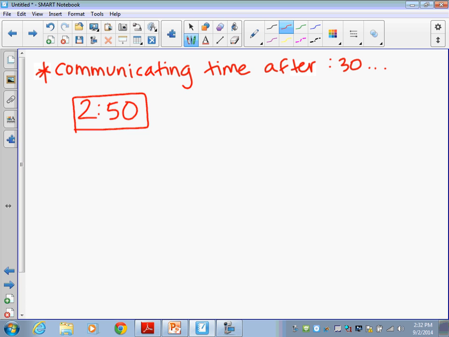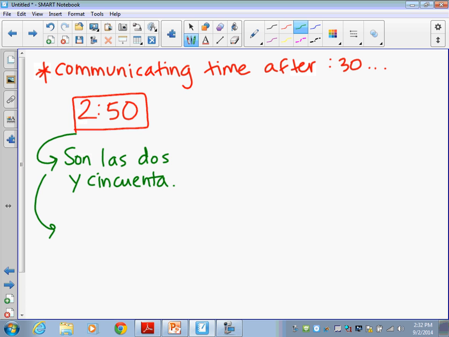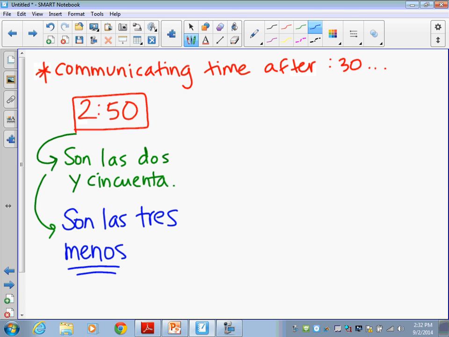you will often see a menos strategy being used. So let's see this one. Let's say it is 2:50. Now it is getting a lot closer to 3 o'clock than it is 2 o'clock. We could communicate this as son las 2:50. But a more common way would be to round up to the next hour and subtract the minutes that are left. So saying it is 10 minutes to 3, right? Or it's 3 minus 10 minutes. Your sentence would look like this. Son las 3, so I'm rounding up to the next hour. It's almost 3 o'clock. Son las 3.